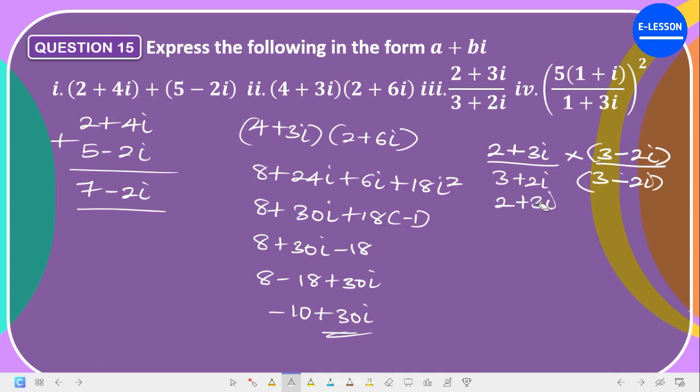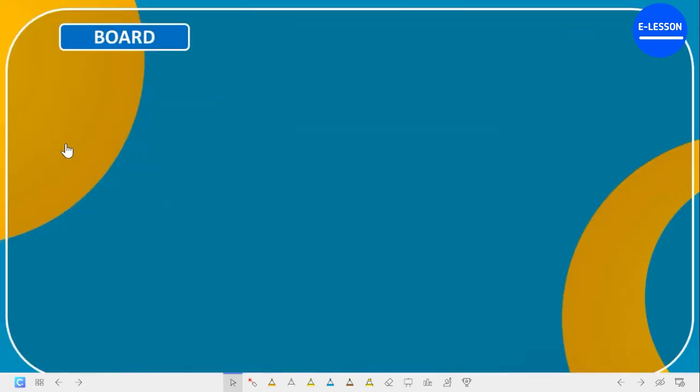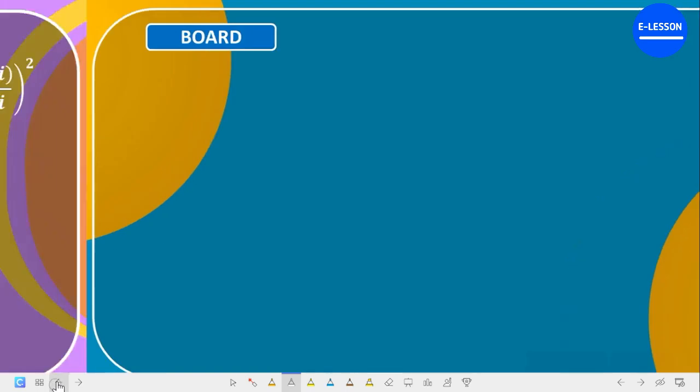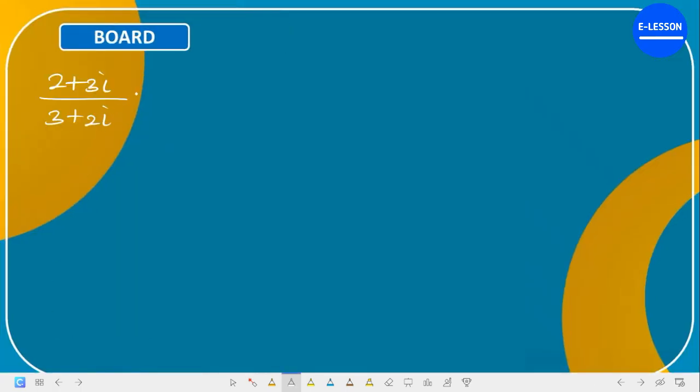Let me explain this again in a fresh sheet so that you have an understanding of it. Now the question says, if you have 2 plus 3i divided by 3 plus 2i. I believe that was what it said. Now what you do is rationalize both up and down. When you say rationalize, it means multiply up and down by the conjugate of the denominator.